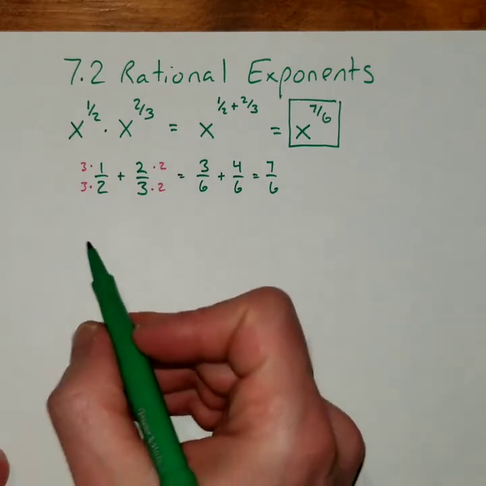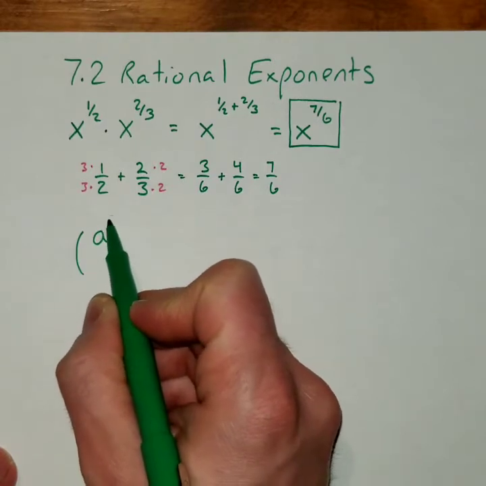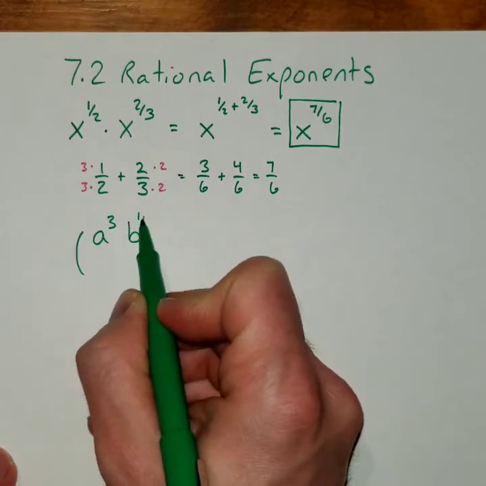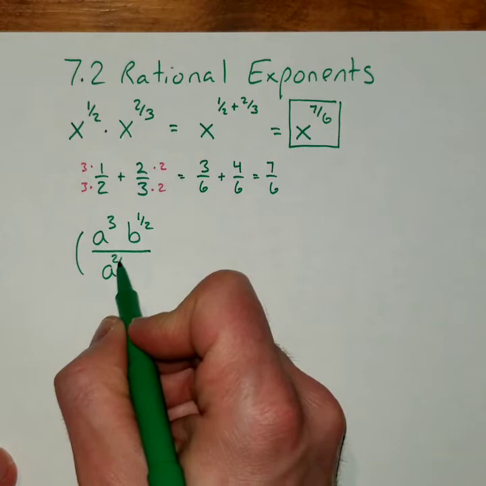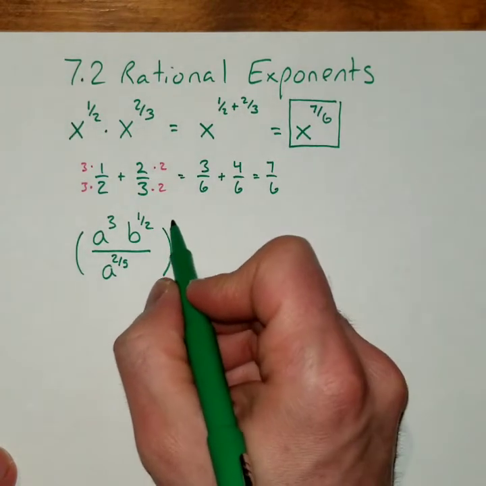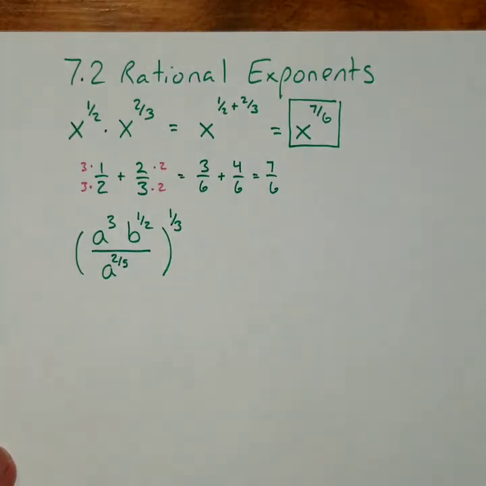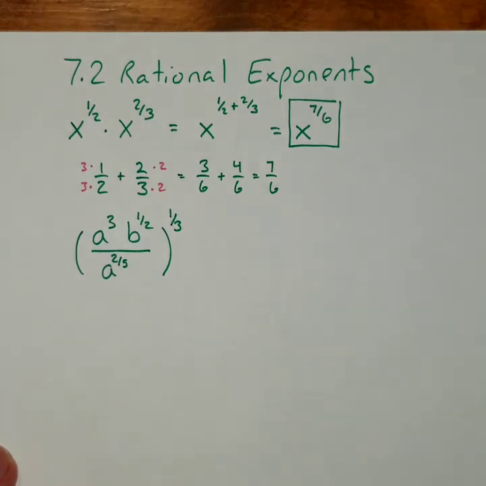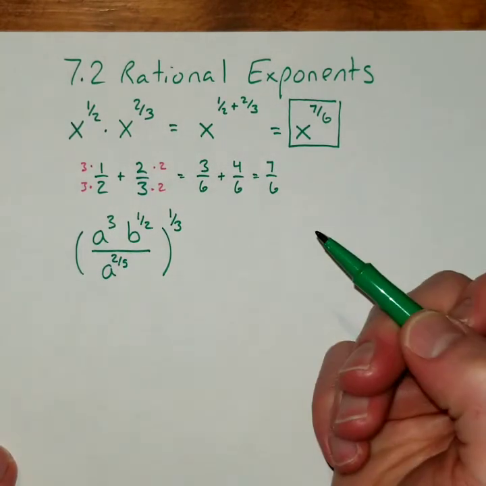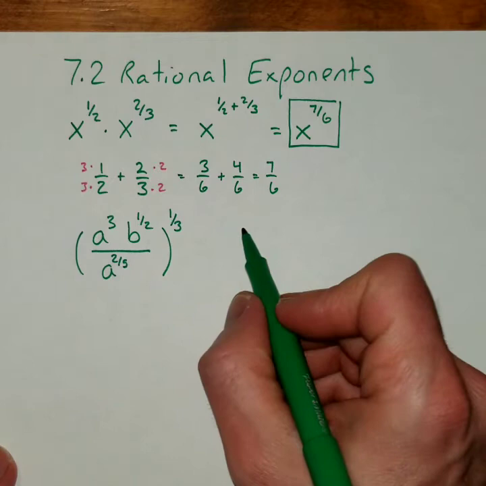Another example might be something like, I don't know, let's take a to the 3rd b to the 1/2 over a to the 2/5, and then I'll raise all of that to the 1/3 power. And so there's a couple different ways you could approach this. I always tend to simplify in the parentheses first, so I might try to combine my a to the 3rd and a to the 2/5. Well, of course, that's a subtraction. And so maybe I'll write this out over on the side.